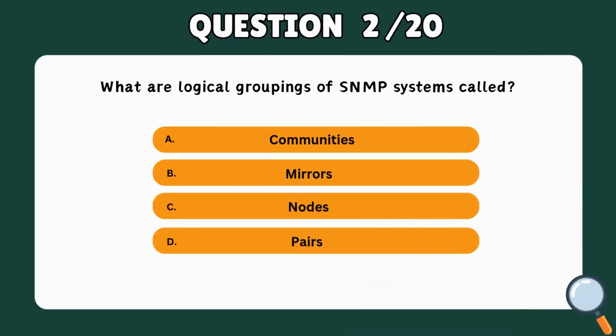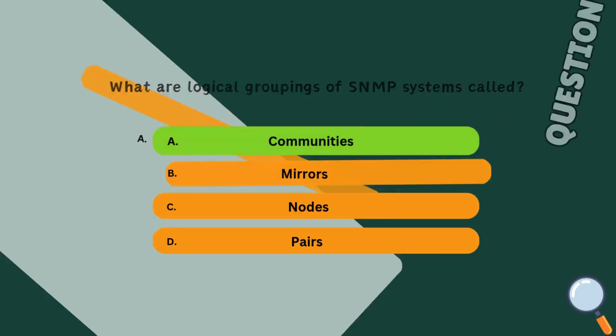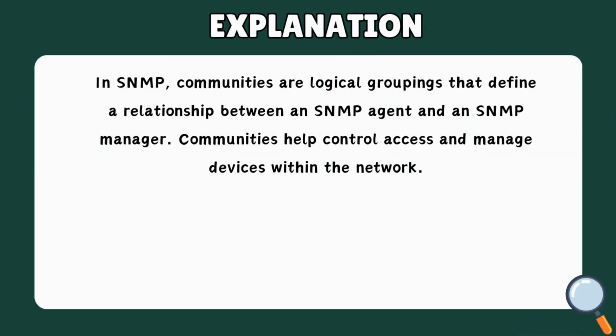Question 2. What are logical groupings of SNMP systems called? A. Communities. B. Mirrors. C. Nodes. D. Pairs. Correct answer: A. Communities. In SNMP, communities are logical groupings that define a relationship between an SNMP agent and an SNMP manager. Communities help control access and manage devices within the network.